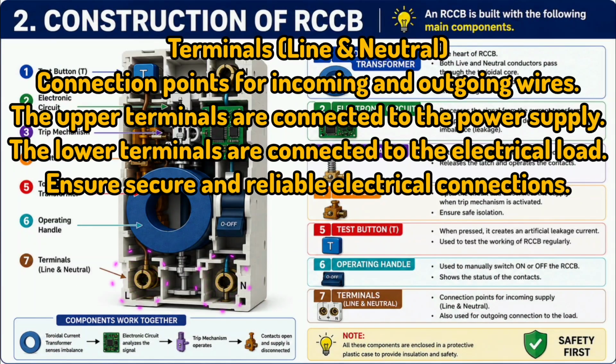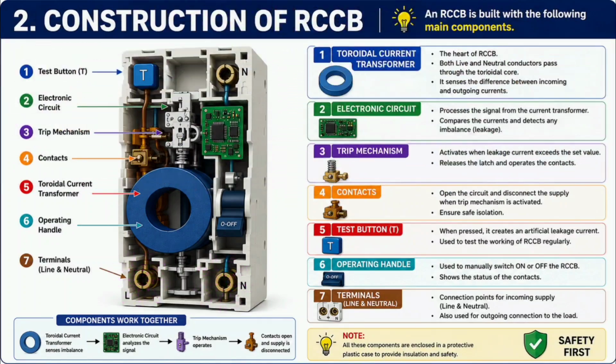Terminals, line and neutral. Connection points for incoming and outgoing wires. The upper terminals are connected to the power supply. The lower terminals are connected to the electrical load. Ensure secure and reliable electrical connections.